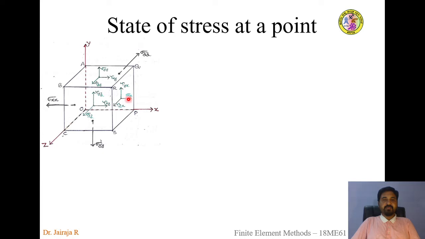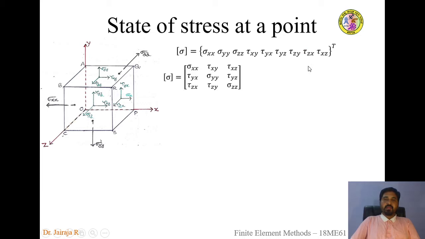Here the first suffix represents the direction, and the second suffix represents the plane on which it is acting. So the state of stress at a point can be represented by 9 stress components: 3 normal stresses and 6 shear stresses. This can be represented in a matrix form.